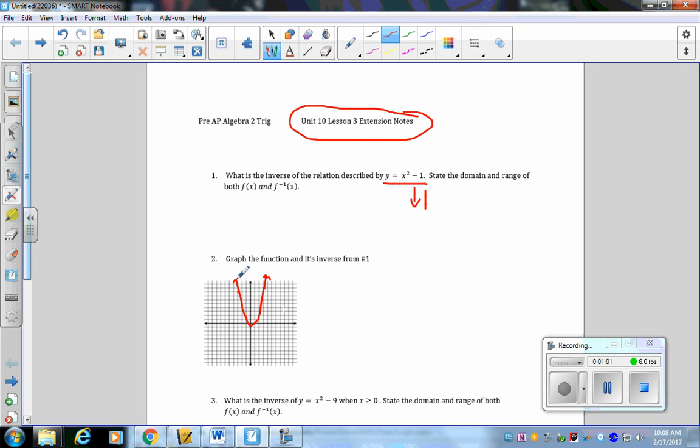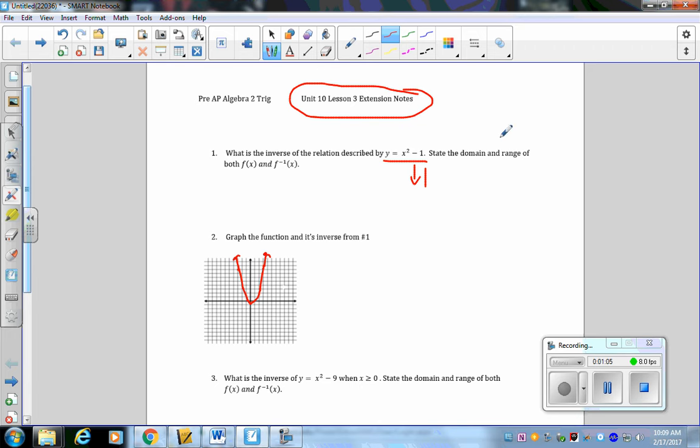Now before we even talk about the inverse, let's review this quadratic a little bit. So let's state the domain and the range. So the domain, what x values? All real numbers. Can you remember quadratics have a domain of all real numbers? And let's talk about the range now. What y values do we see? Well, the graph is graphing from when y is greater than or equal to negative 1.